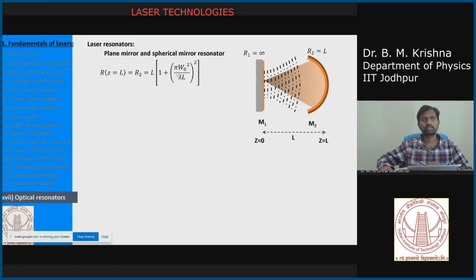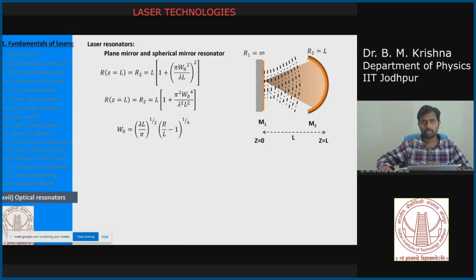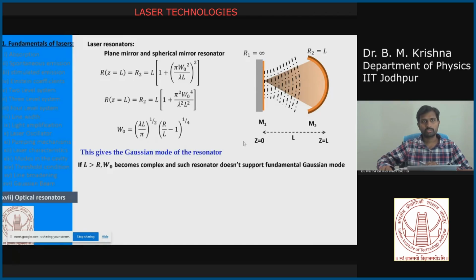That is L into 1 plus pi omega naught square whole square by lambda L. So for your R2, we get this equation. From this equation we get the W naught, which is the beam width of the Gaussian mode in the laser cavity. Now you see in this configuration, your Gaussian mode has infinite radius of curvature at the plane mirror. So that means your Gaussian beam focuses at the plane mirror M1.